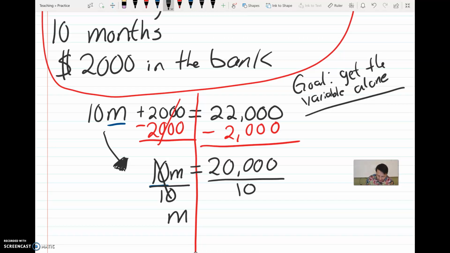The last step is dividing 20,000 by 10. And here's a little secret: whenever you divide by a multiple of 10, you can just take away the zeros. Now we're left with 2,000 divided by 1, which is nothing more than itself, 2,000. And there we go, guys.